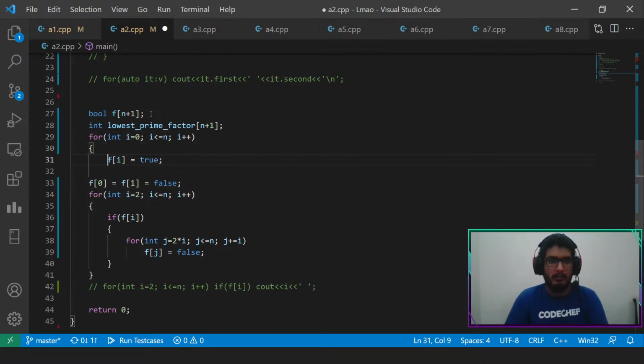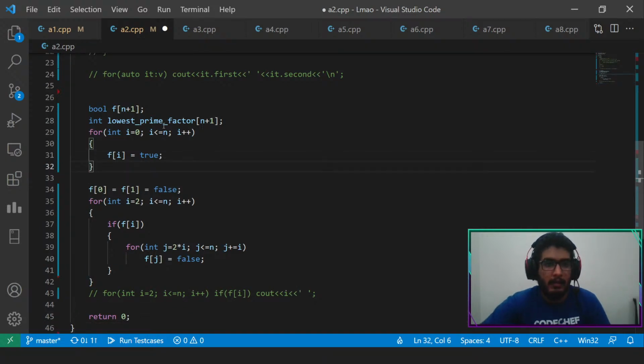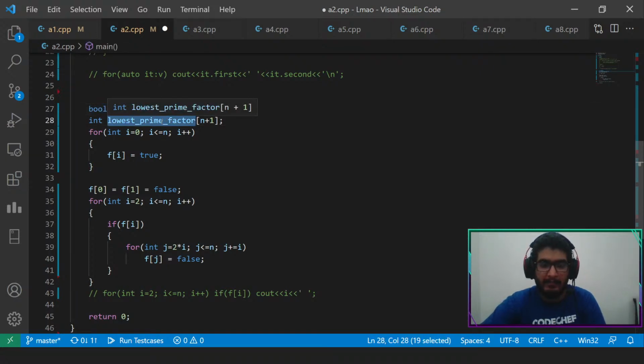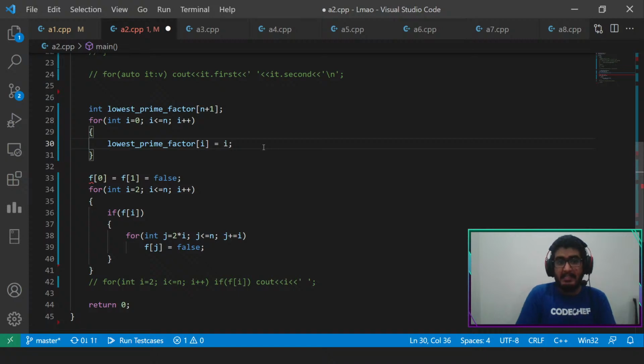We do not have to store it for f0 and f1. Actually, let me first do this, right? Here we can actually remove bool n plus 1, right? Instead of keeping bool n plus 1, we can just make do with lowest prime factor as well. Initially, we would keep the lowest prime factor's value of all I as I. If the lowest prime factor of I is equal to I, then that means I is prime, right?